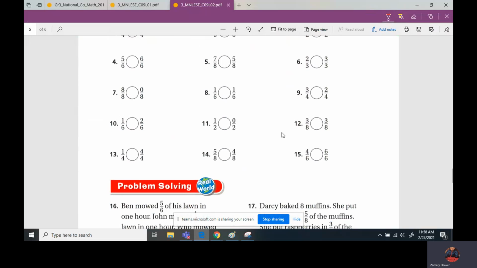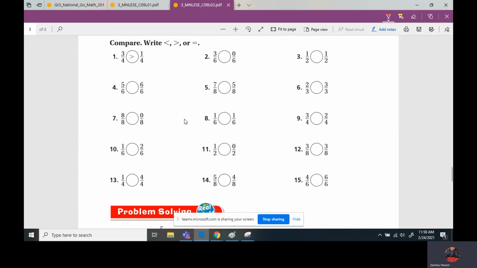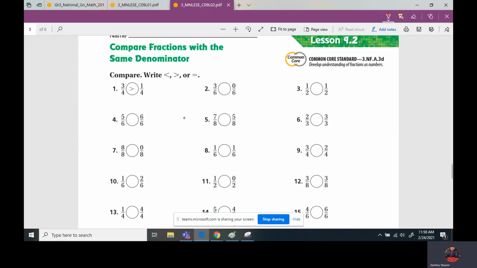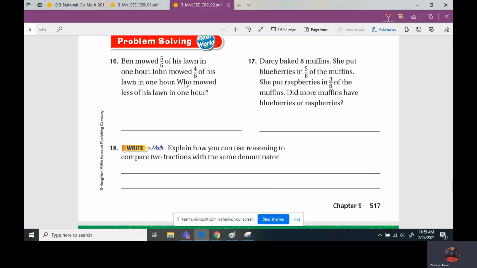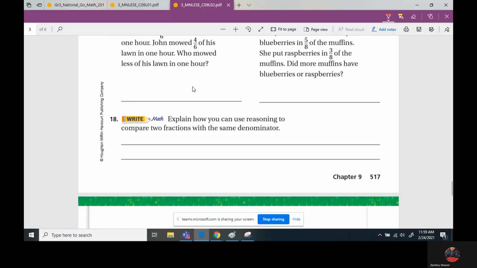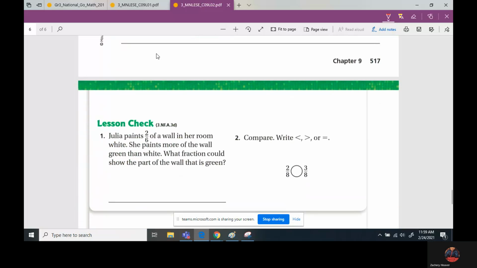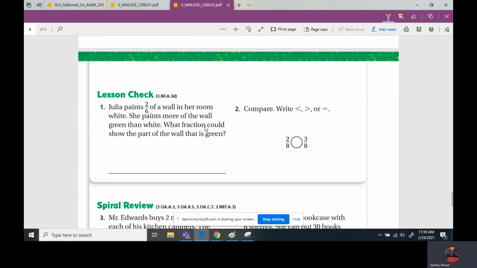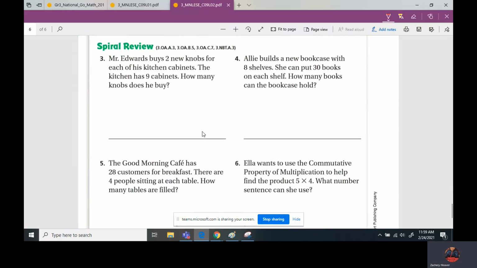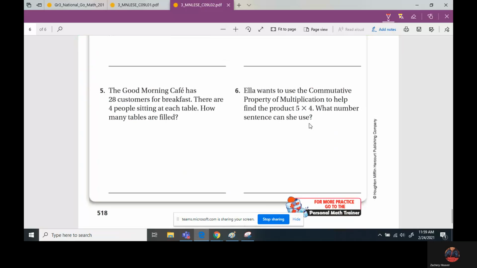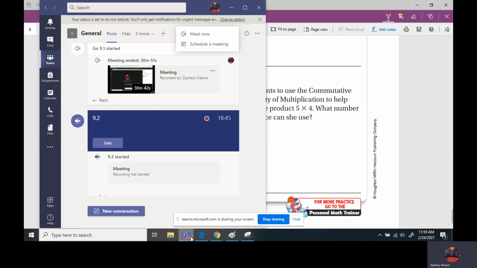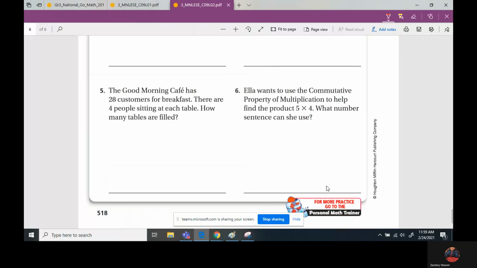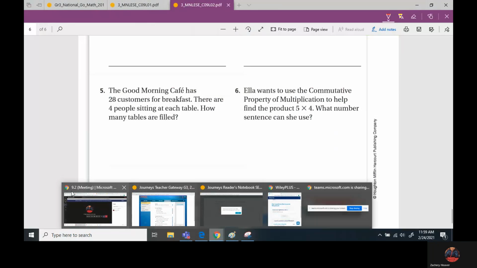Now, the practice homework should be pretty easy, guys. All the denominators are the same, so just look at the top number. Is 3 bigger than 0? Yes, so 3 is greater than 0. Skip number 18. And on the back, you guys definitely should be able to do that. It won't be too bad, okay? Other than that, it's a pretty short and easy lesson. You guys have a good one.